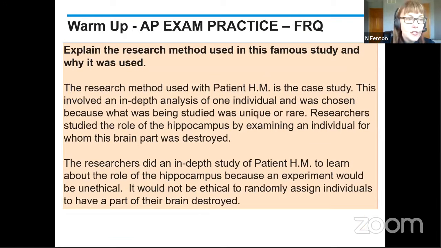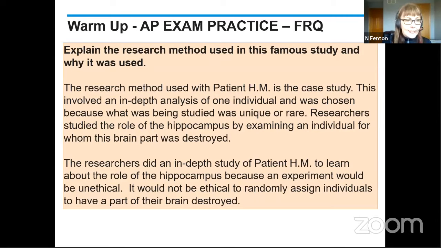Okay, so the first point is asking you to identify the research method. So the research method in this case is a case study, which is a type of descriptive research. So it's important that you identify case study as what's happening here. And if you want to be more specific, it's an individual case study. It's about one particular patient. This is not naturalistic observation. Naturalistic observation would be researchers watching but not interfering with participants as they went about life in the real world, and that's not what happened in this case.